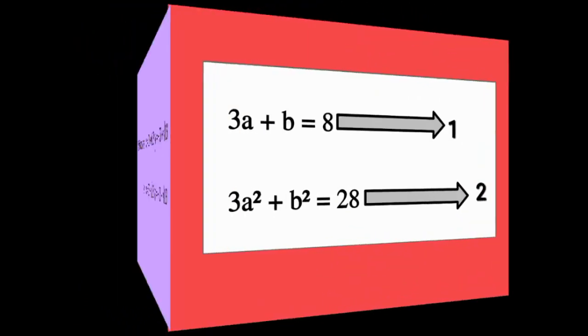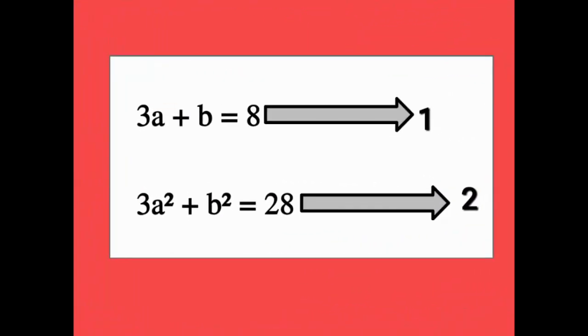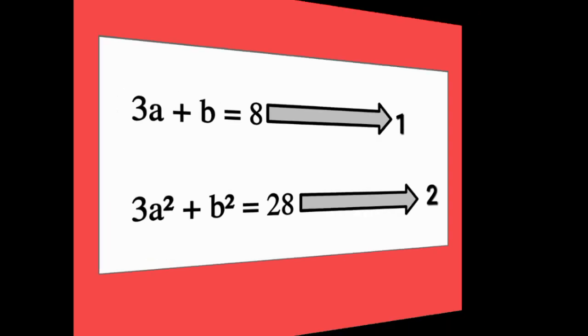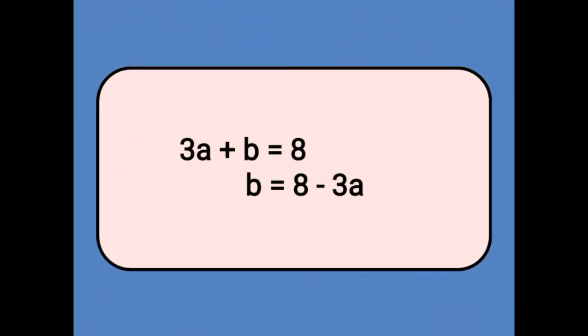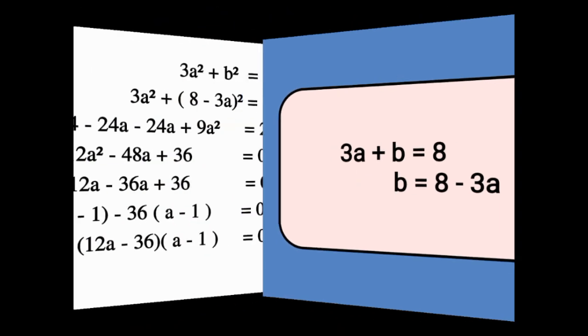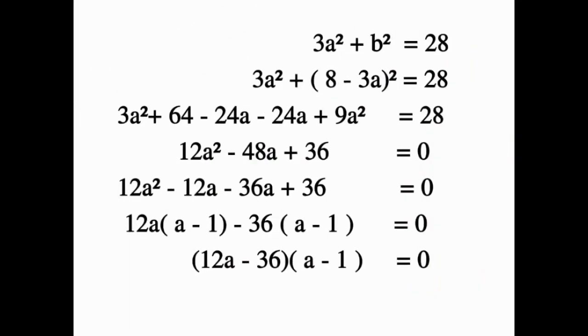3a plus b equals 8 is the first equation. 3a squared plus b squared equals 28 is the second equation. Rearrange the first equation. So, 3a plus b equals 8, b equals 8 minus 3a. Substitute b equals 8 minus 3a into the second equation. 3a squared plus b squared equals 28. So, 3a squared plus (8 minus 3a) squared equals 28.